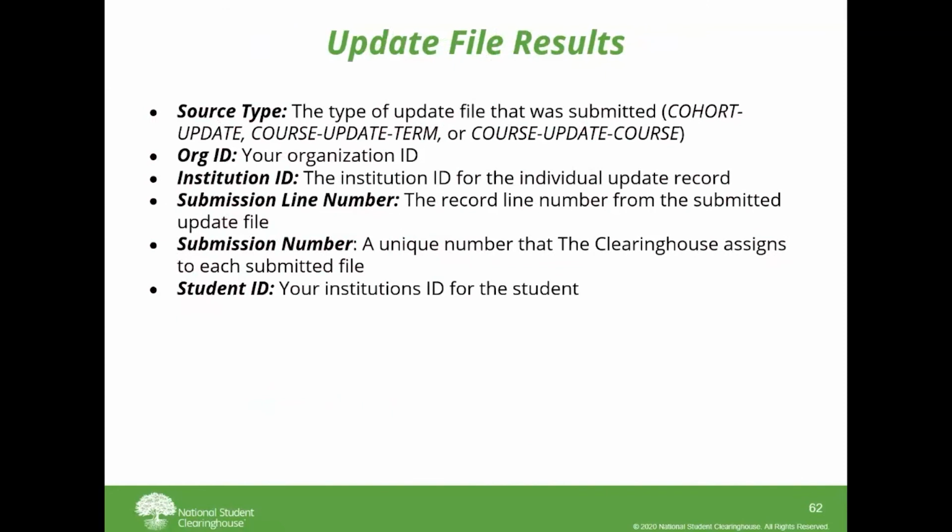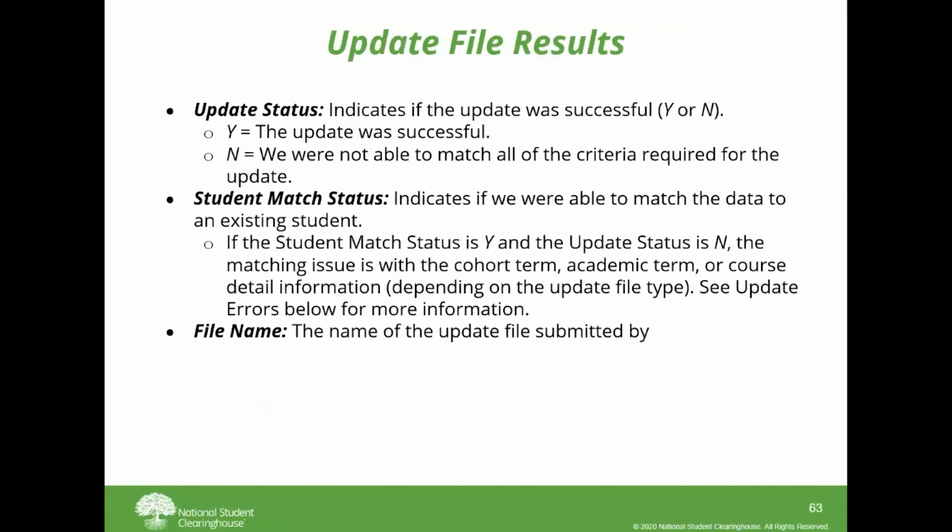After you submit updated data, you will receive an email with the summary of the update files that we processed and the instructions to download your update results file. This is a CSV file, which you can download from our secure FTP site. The results file includes the following information: source type, organization ID, institution ID, submission line number, submission number, student ID, update status, student match status, and file name.